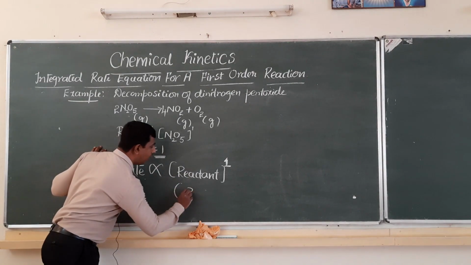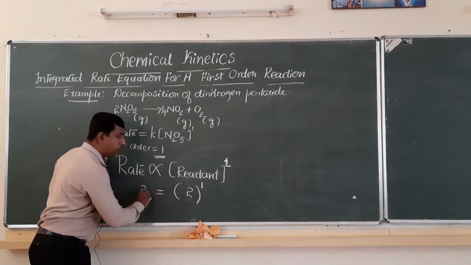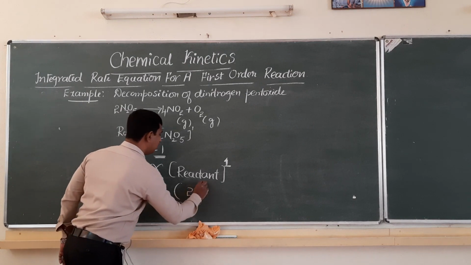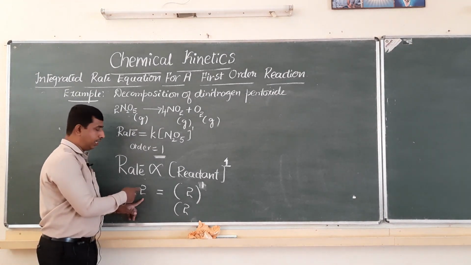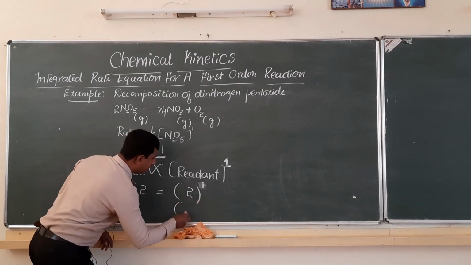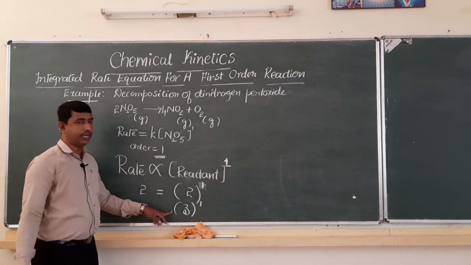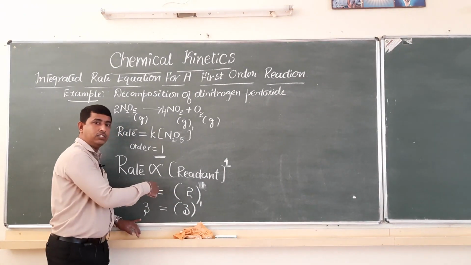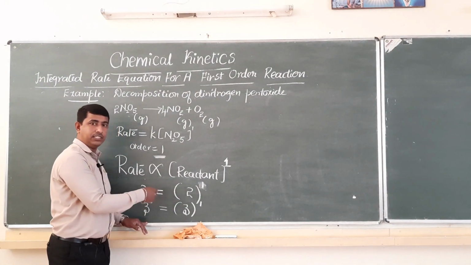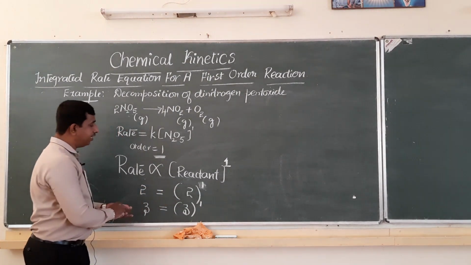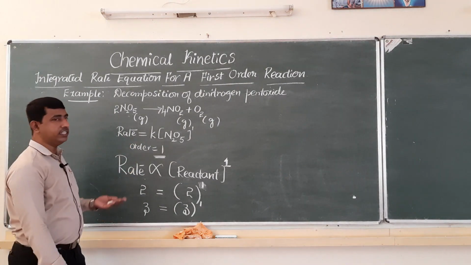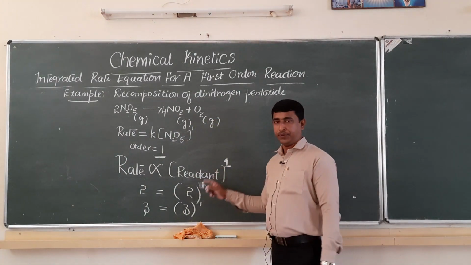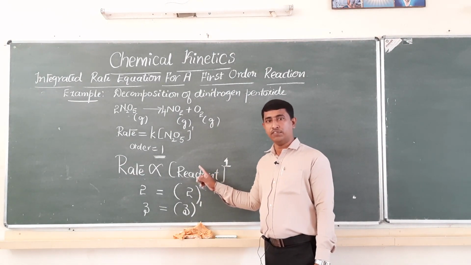What is the meaning of this? On doubling the concentration of the reactant, rate also increases by 2 times. On tripling the concentration of the reactant, rate also increases by 3 times only. So if I double the concentration, rate also doubles. If I increase the concentration by 3 times, rate also increases by 3 times. If these variations are seen, then such a reaction is named a first order reaction. So first order reaction means the rate of the reaction is directly proportional to the first power of the concentration of the reactant.